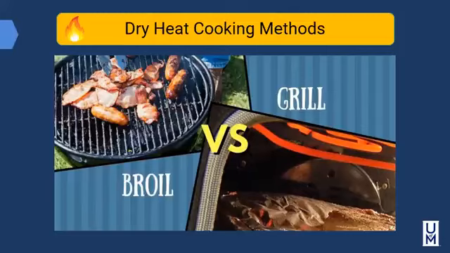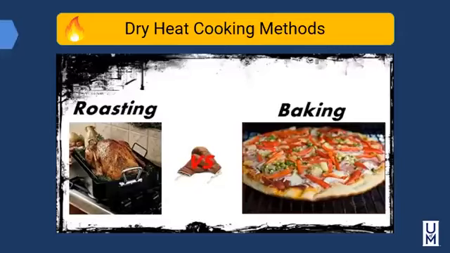Grilled foods are characterized by their crusty exterior and aromatic flavors, and are often identified by crosshatch markings on the presentation side. What's the difference between roasting and baking?